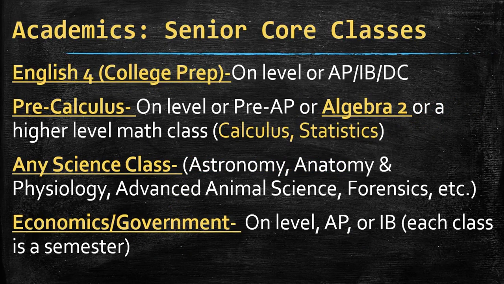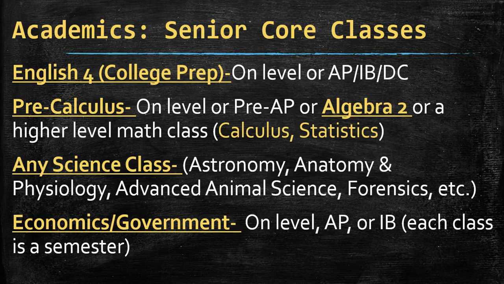So on-level kids take college prep English. It sounds like it's harder, but it's not. It's what used to be on-level English 4, but it's called college prep English. If you are an advanced student, then you will take English 4, AP, IB, or dual credit. Pre-calculus is what, if you're currently an on-level math student at Magnolia Junior High, most of you will take either pre-calculus or statistics. There's also a college prep math that you can take as a senior.